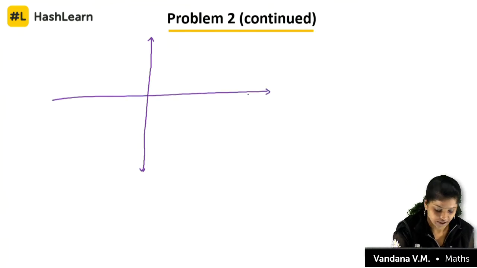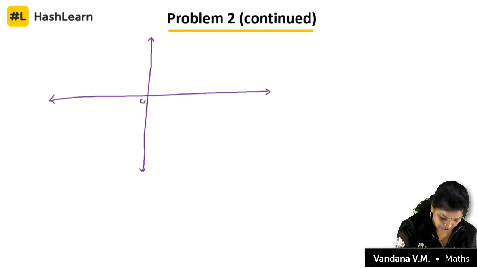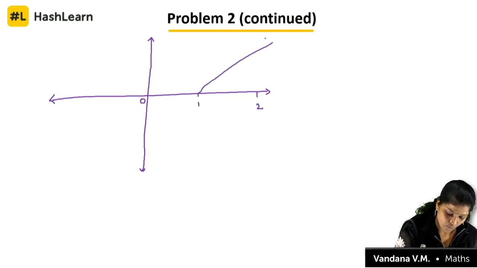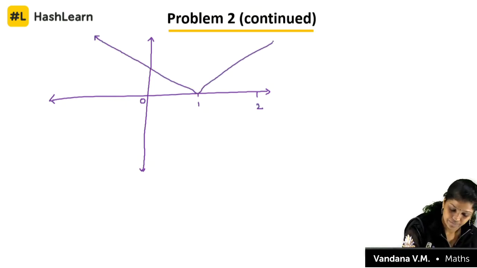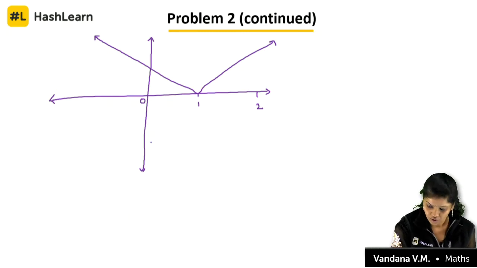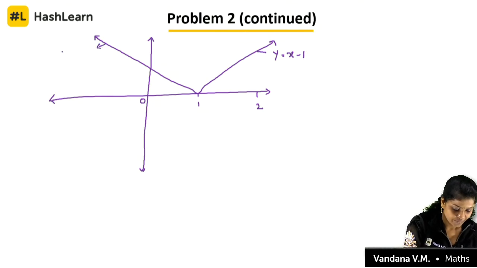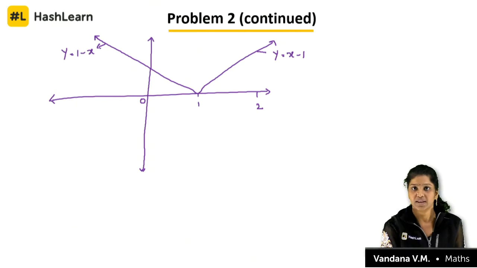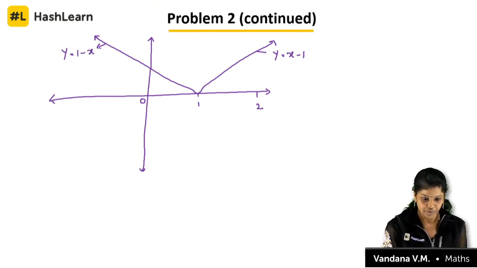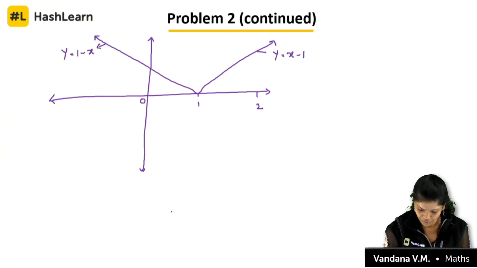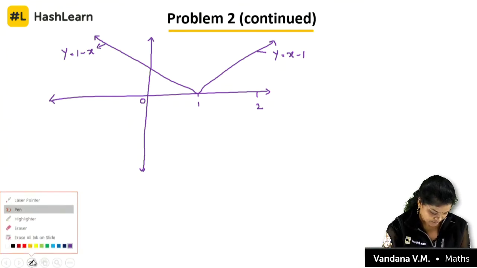The first one is like this: 0, 1 and then 2. So, at 1 the modulus function is changing. The first one is y is equal to x minus 1. This side is y is equal to 1 minus x. Like this only the graph is changing, right? Now you do. For problem 2, yes, correct. Very good.